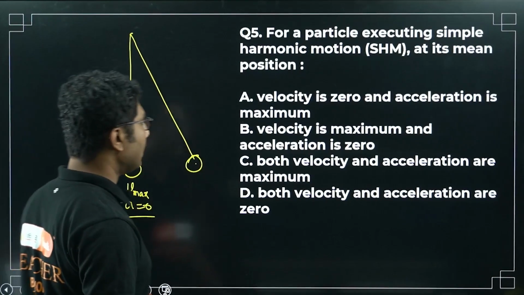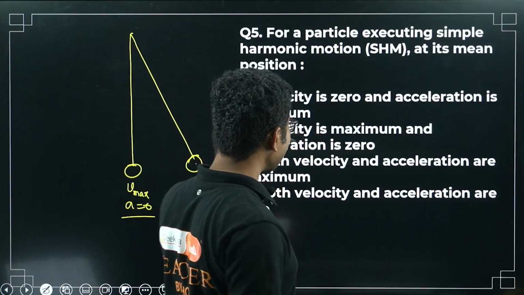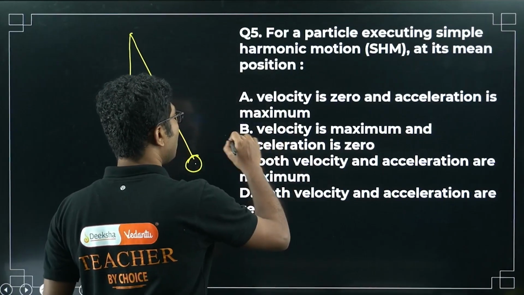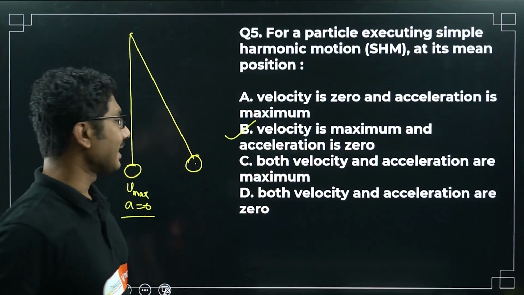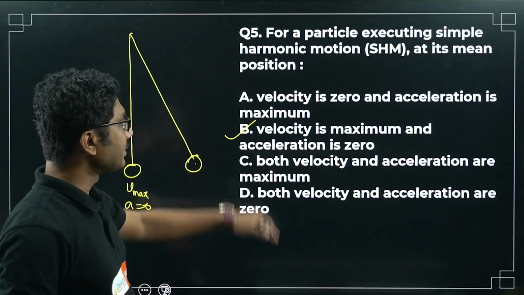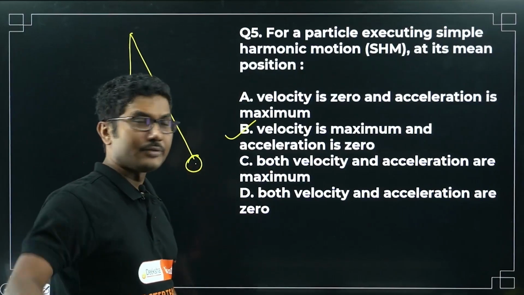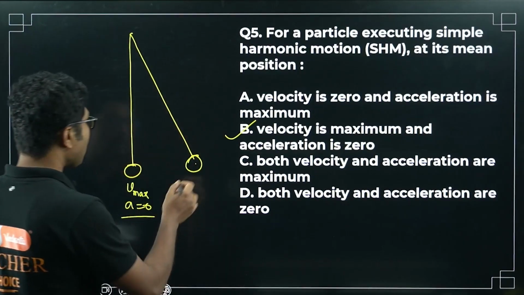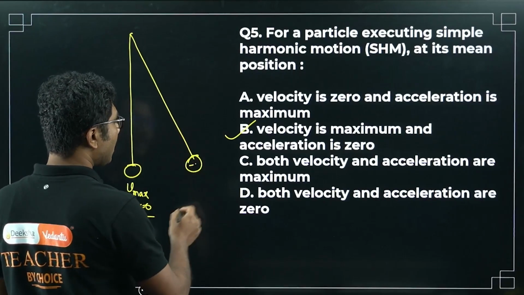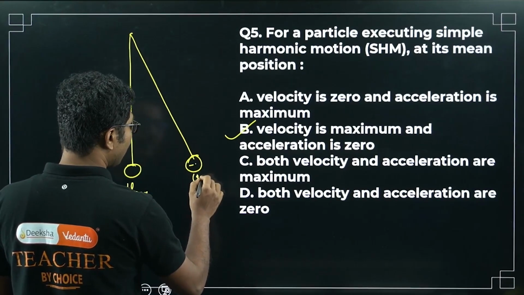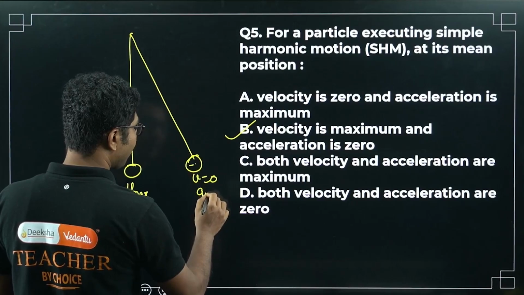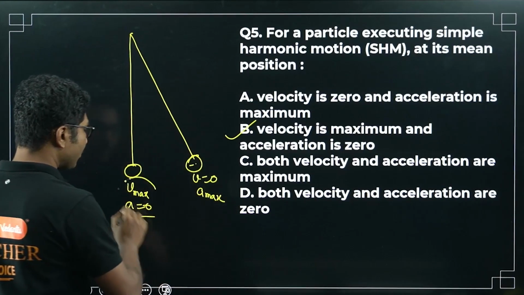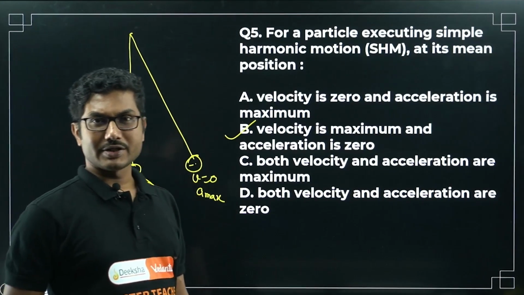Okay, so velocity is maximum and acceleration is 0. So option B is the correct answer. Other options you can read through once and ignore. You have to remember that at the extreme position, velocity is 0 and acceleration is maximum. At the mean position, velocity is maximum and acceleration is 0.